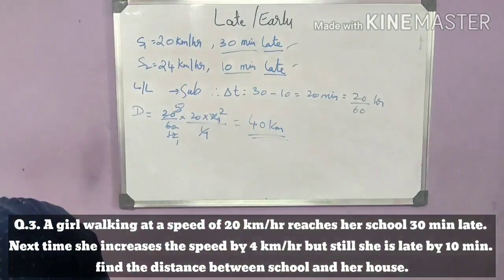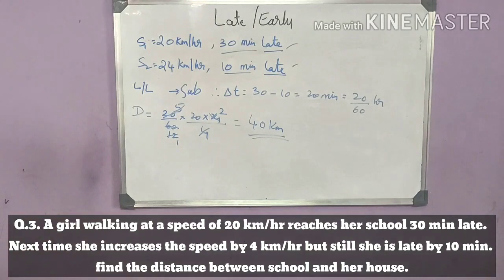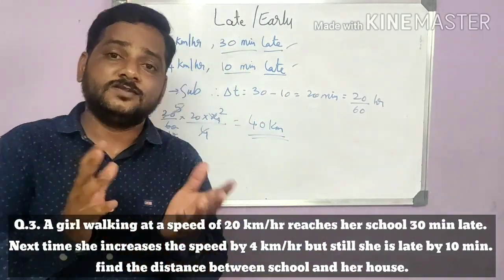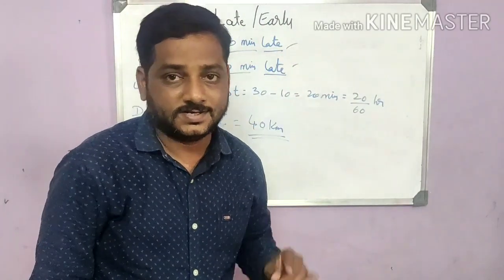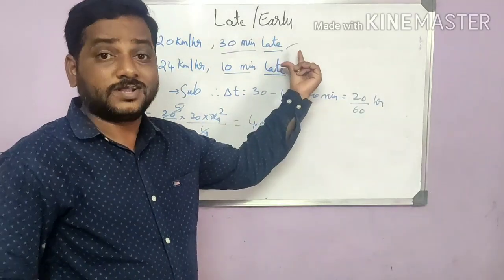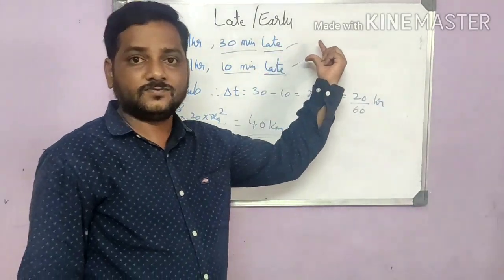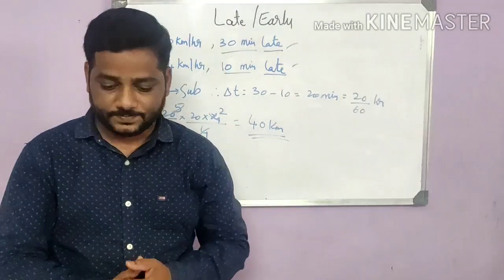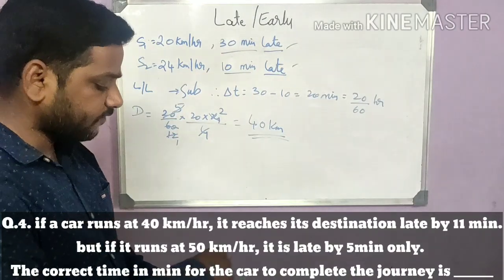So all these three questions are something similar, but I hope you have understood the concept of late and early, early and late. What happens if both are late, if both are early? So finding delta t is going to be important. So if both are the same, late or early, you should subtract the time. If both are different, in one case it is late, in another case it is early, then you should add the time. Now let's move on to the last question, that is the fourth question.